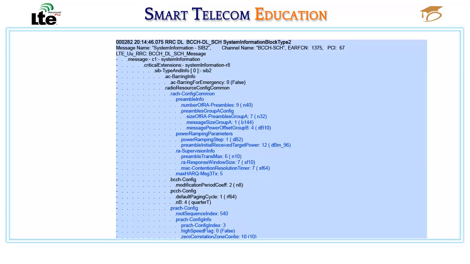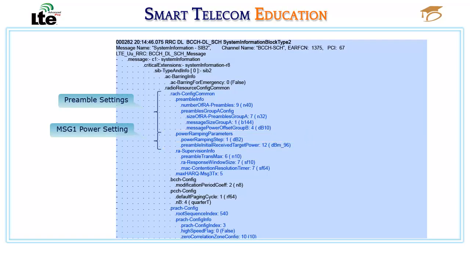The UE receives the random access parameters in System Information Block Type 2, which contains the preamble setting: the number of preambles for random access contention based available in the cell, the number of preambles in Group A, the message size of Group A, the power offset for message within preamble Group B, and the message 1 power setting that indicates the ramping power for the preamble retransmission and the initial preamble power target.